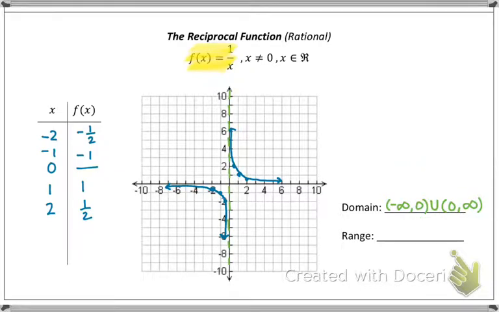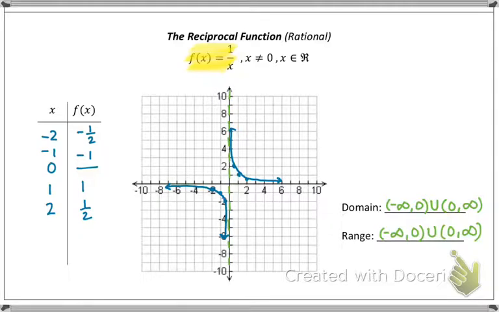And then the range, again, is from negative infinity to 0. y cannot be 0, because in order for my y to be equal to 0, the numerator would have to be 0, but my numerator is always 1. So range is also negative infinity to 0 and from 0 to infinity. Okay, those are the domain and range.